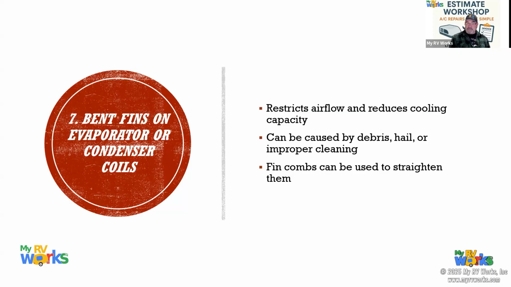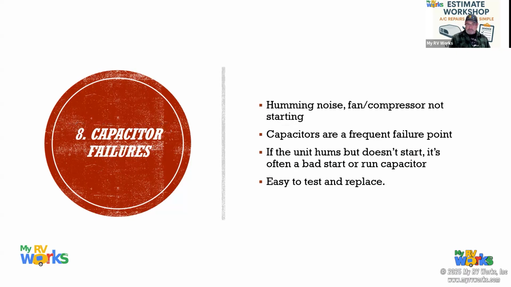Number seven is the bent fins on the evaporator and condenser. Mostly we see the bent fins on the outside, caused by hail, debris. They ran into a limb. It wasn't done properly before, and they've got some really good fin combs. I'd like to have a picture up there of the one I use. I've been using it for years. It's fantastic.